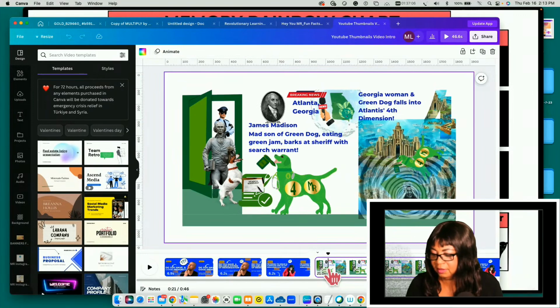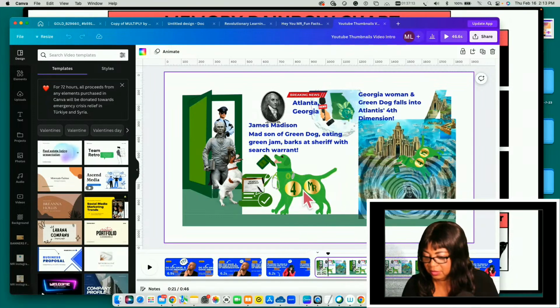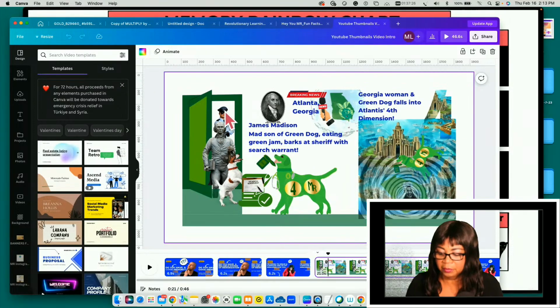Oh, yeah. This is exactly what I was talking to you about before with James Madison. Here's an image of the green dog, right? And this is actually an image too of James Madison, a bust. And you see the police at the door. What all this means, you have to kind of look at symbols mean things, right?